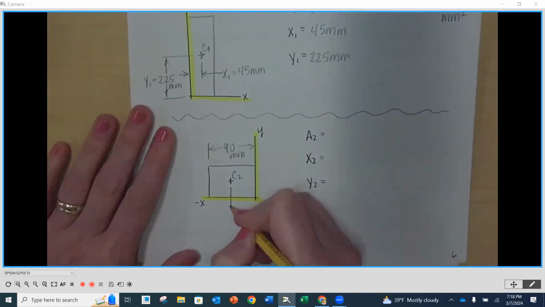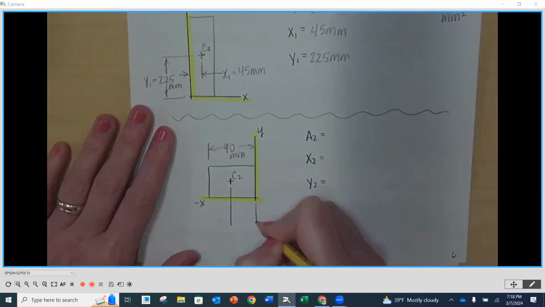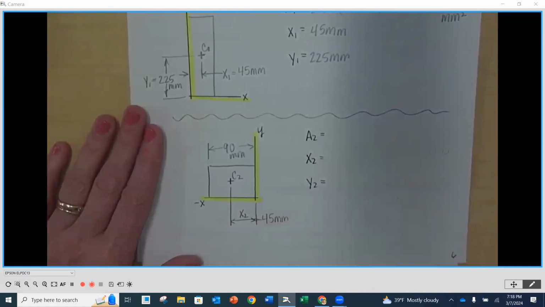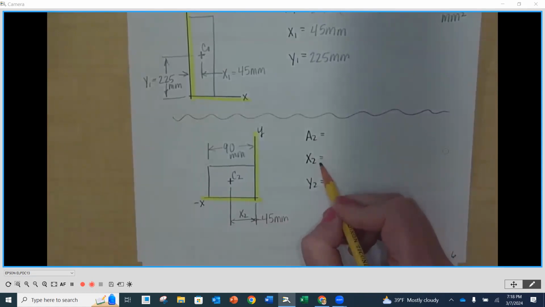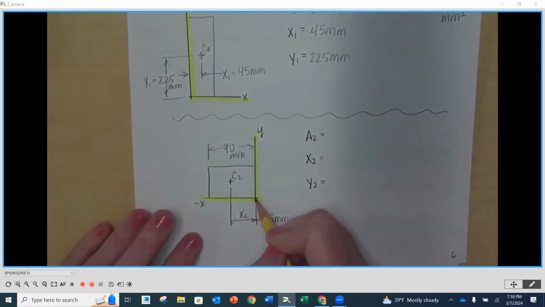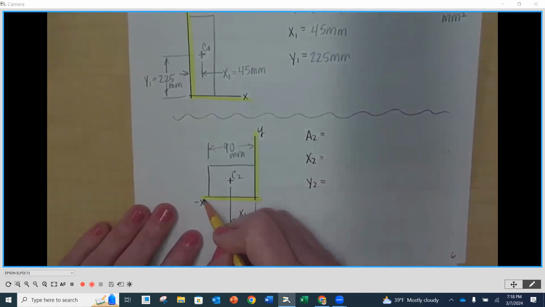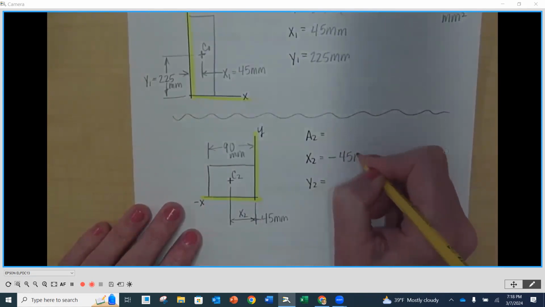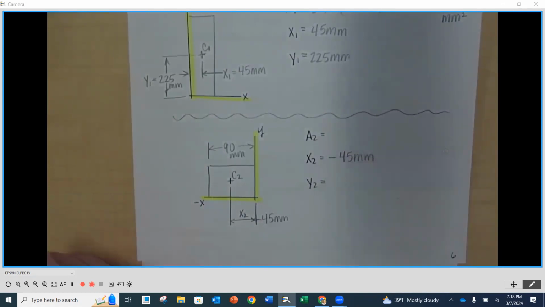So that means that our C2 is going to be in the X direction. This is going to be our X2 dimension. This is going to be 45 millimeters. Now, when we write it over here on the right, notice that it's in the negative X direction. So we have to say that X2 is equal to negative 45 millimeters because it's on the left-hand side of the Y-axis.